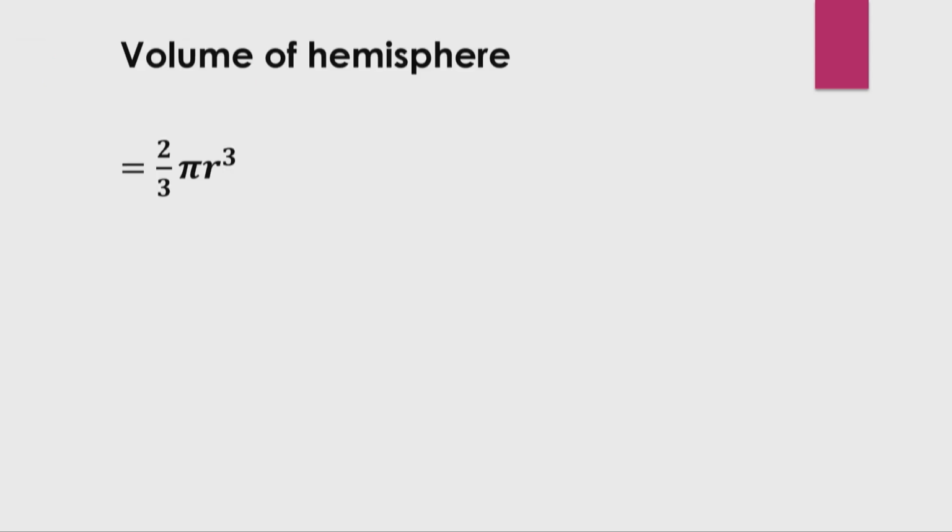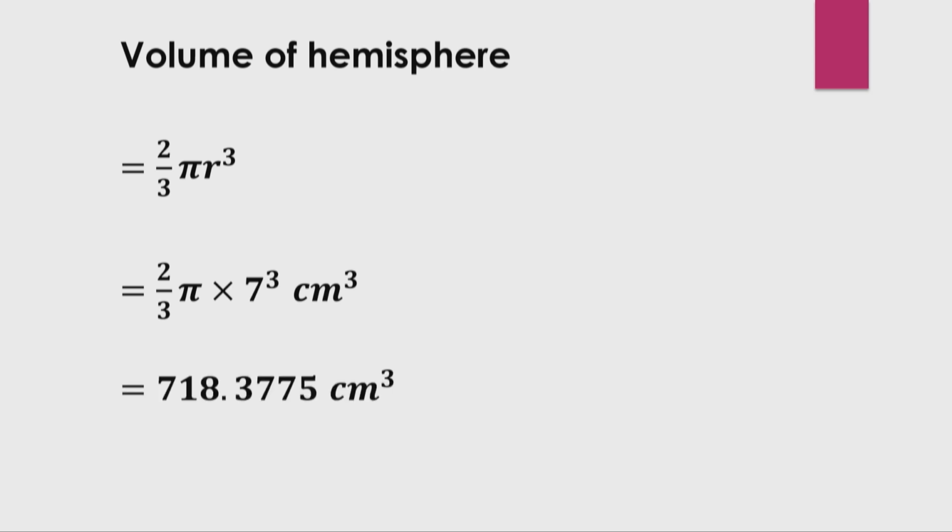Volume of hemisphere is equal to 2/3 pi r cube. Substituting the values, 2/3 pi multiplied by 7 cube centimeter cube, which is equal to 718.3775 centimeter cube. Rounding this off to 3 significant figures, we get 718 centimeter cube.